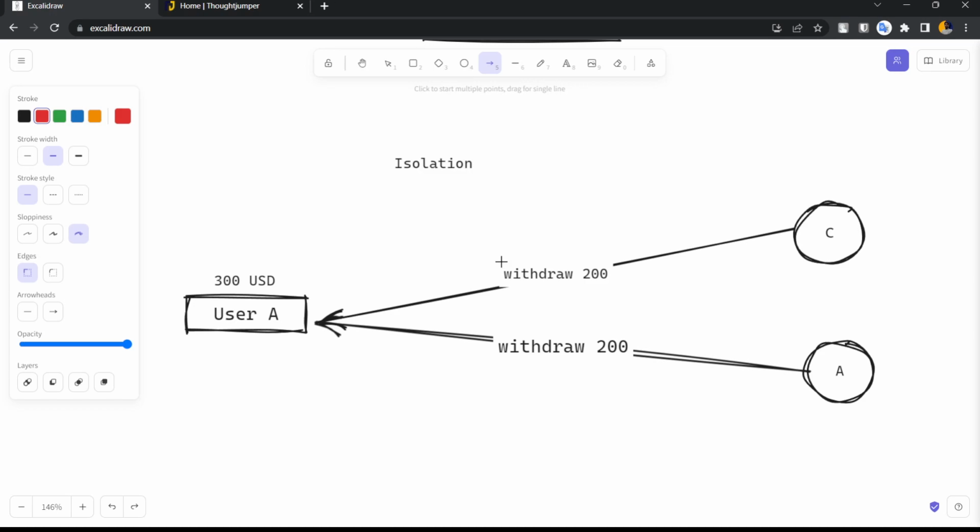So in this case, if user A withdraws 200 from 300, and now user C will also withdraw 200 from 300, then it will be an overdraft, which shouldn't be the case. Okay, so that's what isolation means. You have to keep all the transactions isolated. They should not interfere with each other. So in this case, you have to queue them, performing these operations independently, like in a queue or whatever you can imagine. But yeah, that's what isolation means.